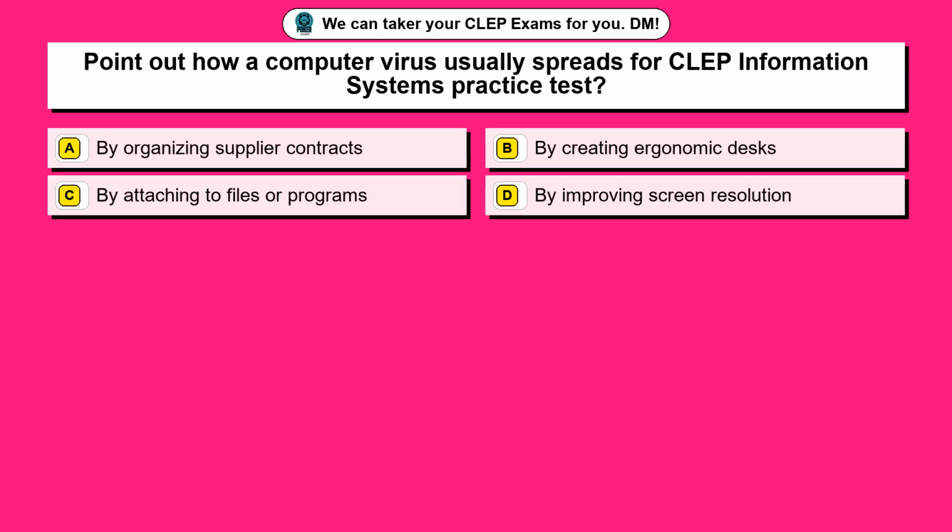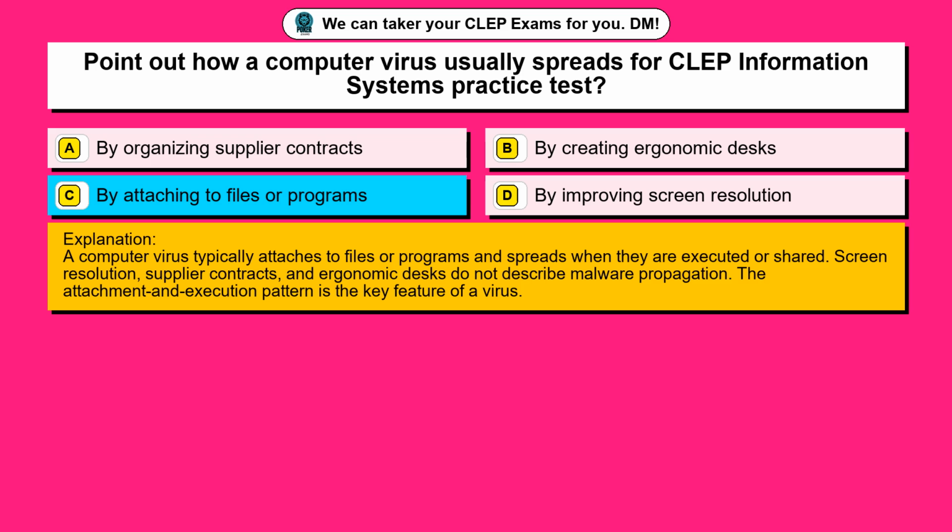Question 39. Point out how a computer virus usually spreads for CLEP Information Systems practice test. Option A. By organizing supplier contracts. Option B. By creating ergonomic desks. Option C. By attaching to files or programs. Option D. By improving screen resolution. The correct answer is option C. By attaching to files or programs.